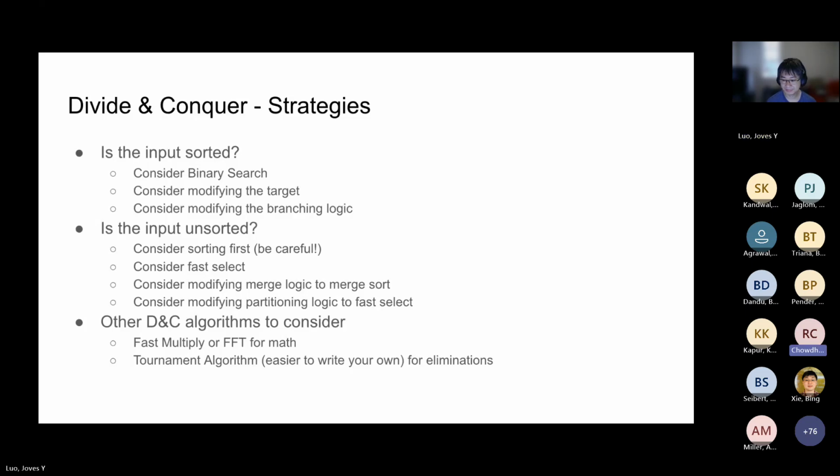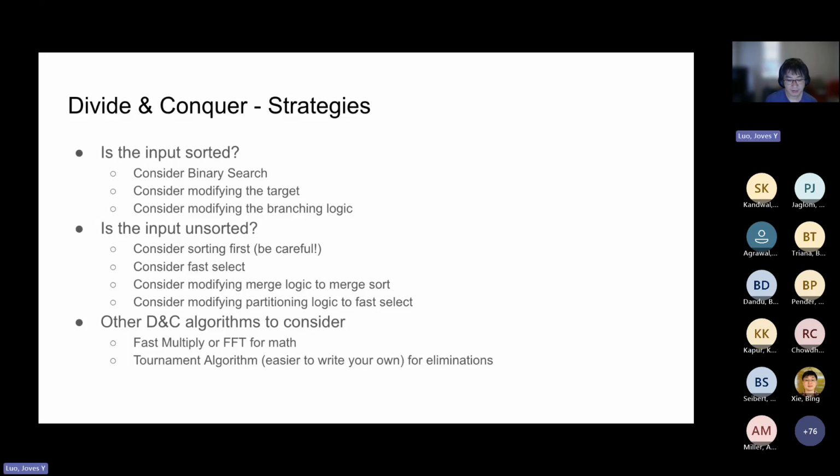All right, thanks. Karishma? Hi, can you hear me? You're muted. Yes. So can you go over the modifying partitioning logic for fast select again? I wasn't quite able to grasp that.